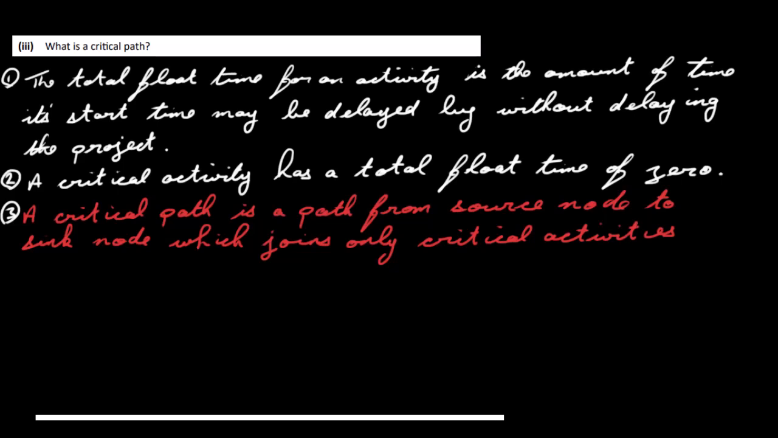But a total float time for an activity is the amount of time its start time may be delayed without delaying the project. And a critical activity then has a total float time of 0. So in other words, you can't delay that particular activity without delaying the entire project. So a critical path then, what you were actually asked in the question is, what is a critical path? So a critical path then is a path from source node to sink node which joins only critical activities. So that's it for that part.